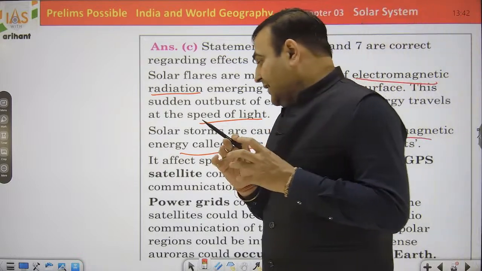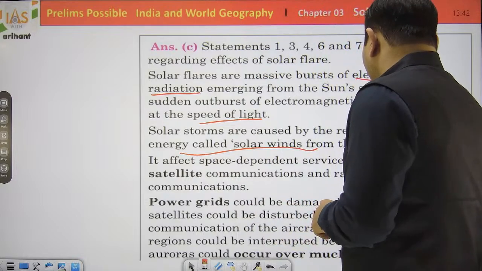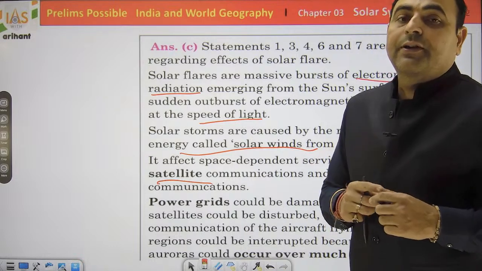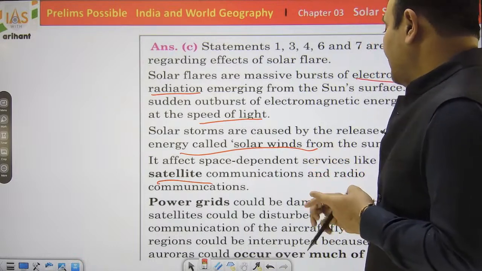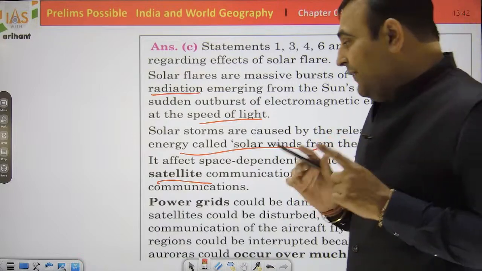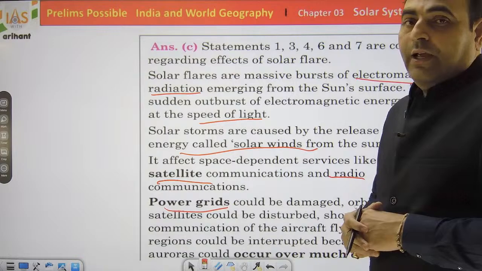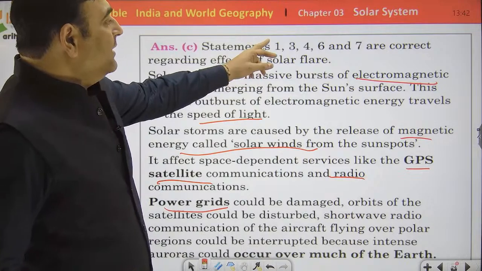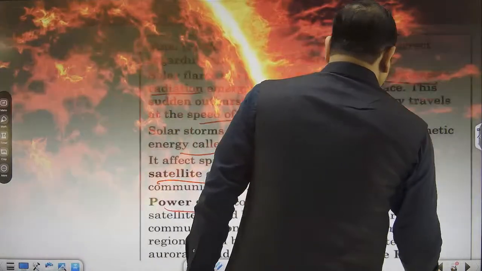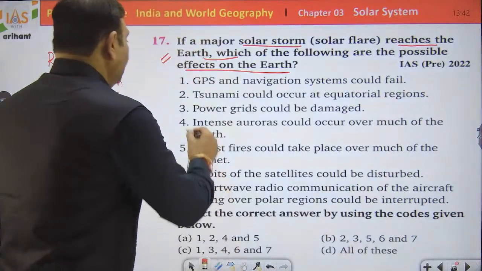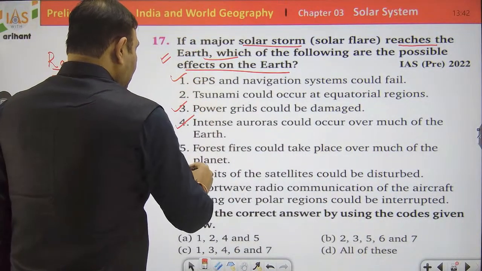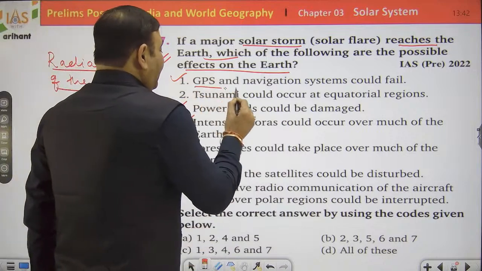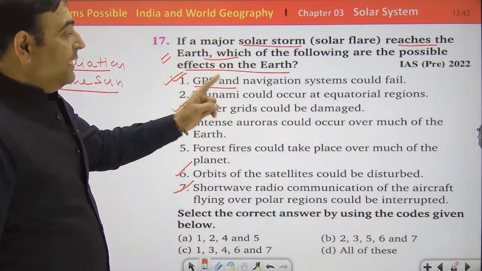If it affects, what will it affect? It will affect GPS satellite communication because of the orbits. It will affect the radio communication. It will affect the power grids. It will affect the orbital. Hence 1, 3, 4, 6 and 7 are correct. GPS and navigation systems will be affected. Very good.